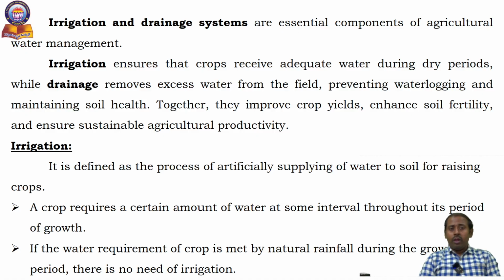I have already discussed irrigation and drainage systems. They are essential components of agricultural water management. How are we going to manage the water for the agricultural field? How much water is required, in which period and in which season? This information we have to analyze.